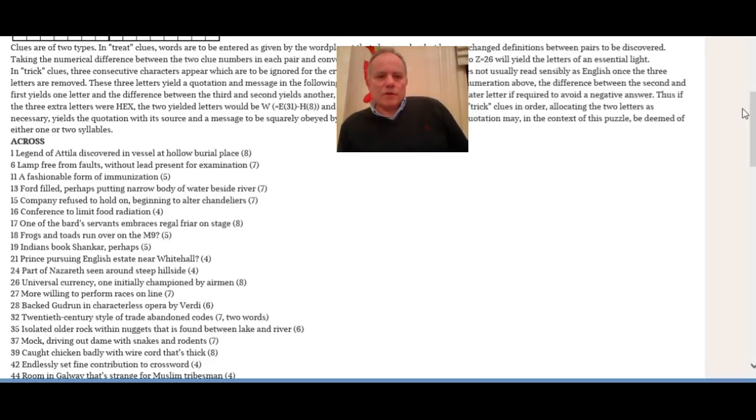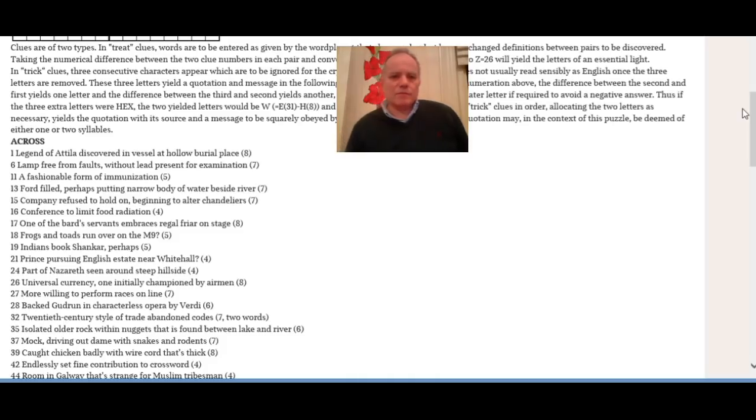In trick clues, three consecutive characters appear, which are to be ignored for the cryptic solving of the clue, which doesn't usually read sensibly as English once the three letters are removed. These three letters yield a quotation message in the following manner. Again, using letter enumeration above, the difference between the second and first yields one letter, and the difference between the third and second yields another. Where necessary, adding 26 to the later letter if required to avoid a negative answer.